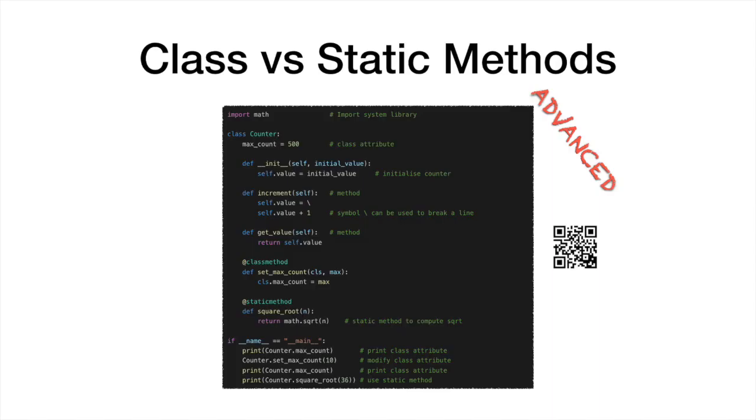In addition to traditional methods, in Python there are two other types of methods, class and static method. Class methods can be used to access or modify class attributes. Keyword CLS refers to the class and must be passed as first argument of class methods. Static methods are typically used to capture standalone functions that do not need access to class or instance attributes. For instance, a mathematical function like the square root may be coded as a static method.